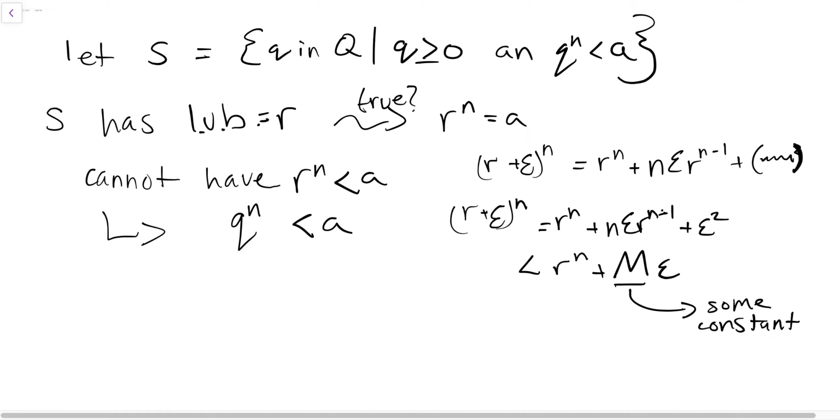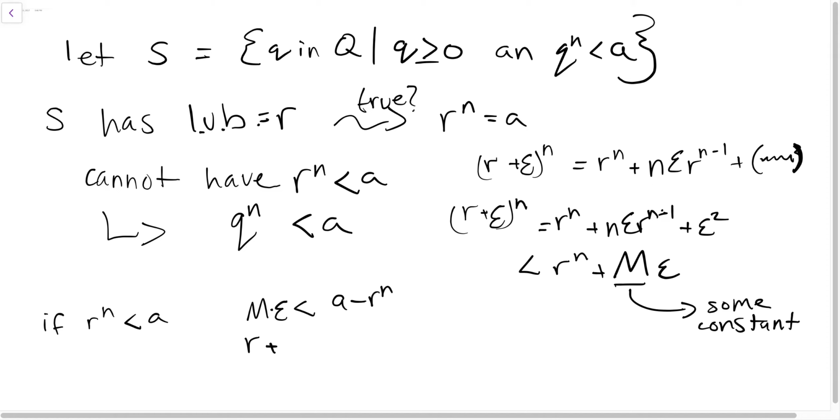If R^n is less than A, we can choose epsilon to be so small that the constant times epsilon is less than A minus R^n. So we can choose some epsilon with M epsilon, where remember M is just some constant, less than A minus R^n, which means that (R plus epsilon)^n is less than A.